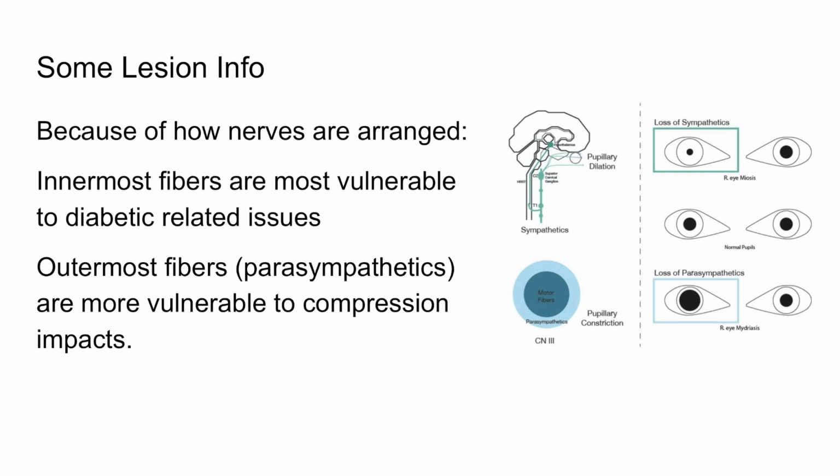If you have a compressive lesion, the pupil will be blown or dilated early, and that's because those outer parasympathetic fibers get crushed first. So you get mydriasis plus eye movement deficits. So the shortcut here is ischemia or diabetes will cause motor affected but pupil spared, and then compression, like an aneurysm, will cause pupil affected early.